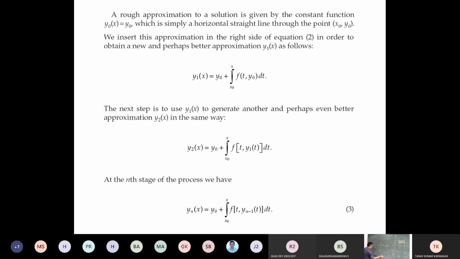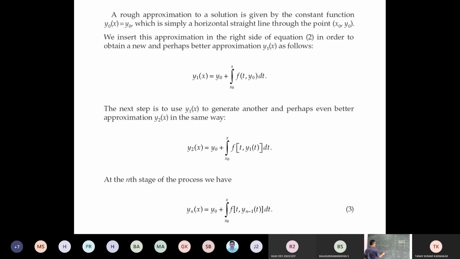So now, what is going to be your y1x? Because say your y naught x is simply 1. Right? The very first approximation we take from the initial condition. So this is going to be y naught. Y naught was 1 plus 0 to x f of t, and this is simply 1 dt. Is it okay?